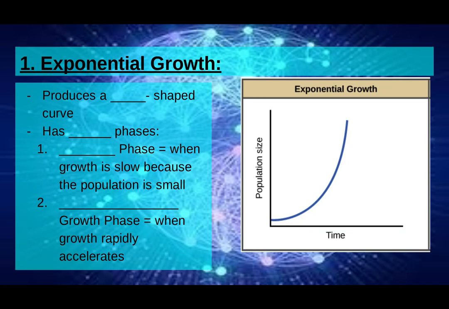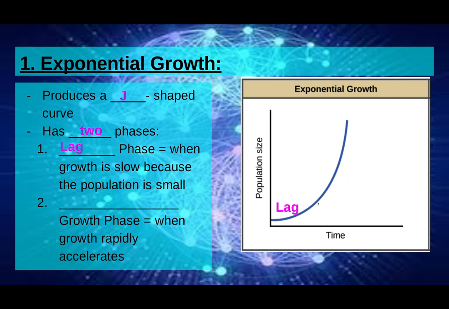So first, let's look at exponential growth. Exponential growth produces a J-shaped curve. You can see over here, it starts off pretty slow and then it goes pretty steeply up and sharp. It has two main phases. The first phase is lag phase, and that's when the growth is slow because the population is small. So this would be when I think of like mosquitoes in Michigan right now. We're in the lag phase.